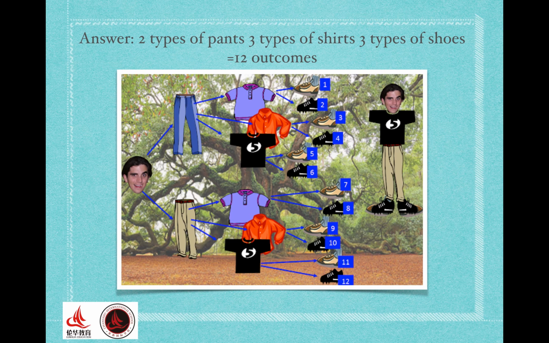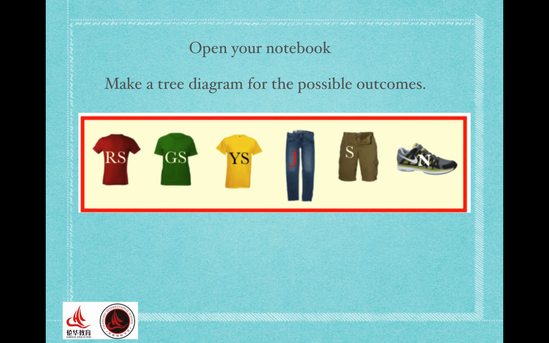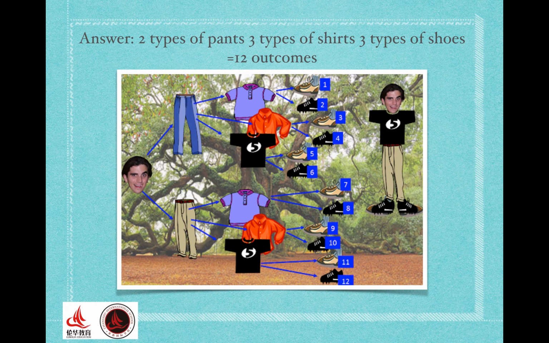Now let's keep moving forward. So open your notebook, make a tree diagram for the possible outcomes. So have a look at this one and draw a tree diagram. Now you will probably need a bit more time, so just pause this video. Okay, pause this video and draw the tree diagram. I will show you the answer in a minute. So if you can make a start and try and construct now a diagram similar to this one. So have a look at this one more time.